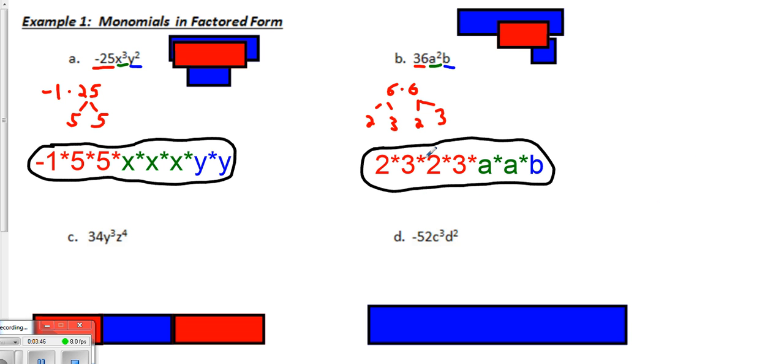Now, in other classes, we may have made it look like this, 2 to the second power times 3 to the second power. That would be our prime factorization. For our purposes today, let's just spell out all of the prime numbers. So 2 times 3 times 2 times 3 instead of 2 squared times 3 squared. We will spell out every single one.